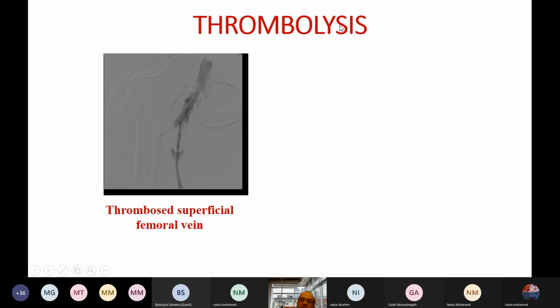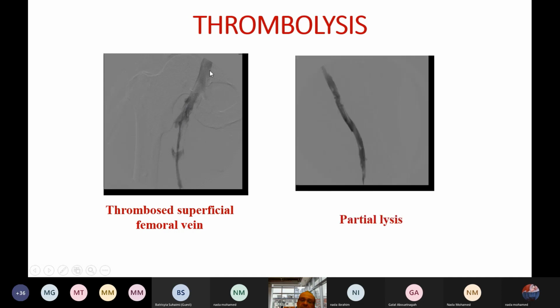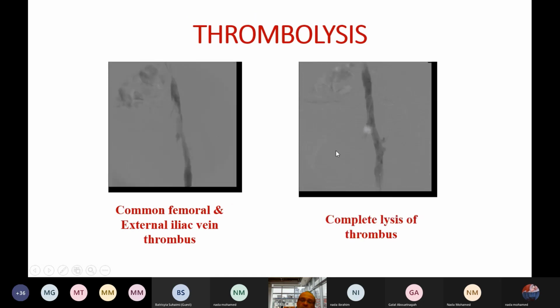But if you diagnose the DVT early, you could do some sort of thrombolysis. What is thrombolysis? You apply streptokinase or urokinase or tissue plasminogen activator through a catheter in the occluded vein, and hence you can reopen the vein after lysis. This is the vein. It is occluded, and only a small part of the vein is still patent. And after overnight thrombolysis, the vein returns to normal. But to do thrombolysis, the patient must be diagnosed very early, because after a few days, the thrombus will be organized and the thrombolysis will do nothing.